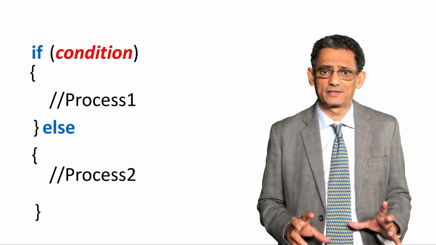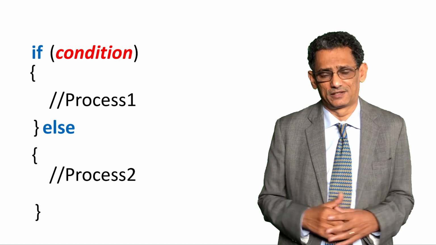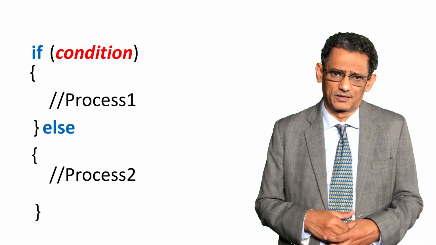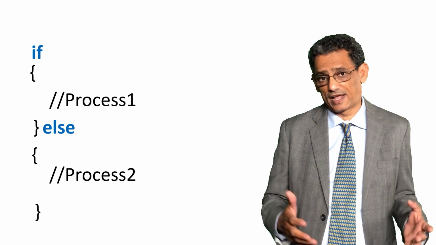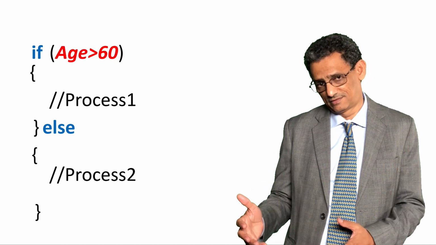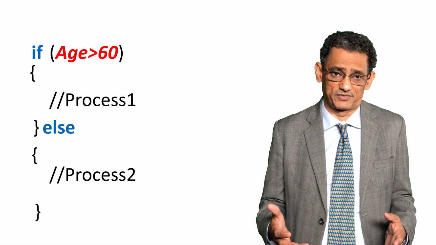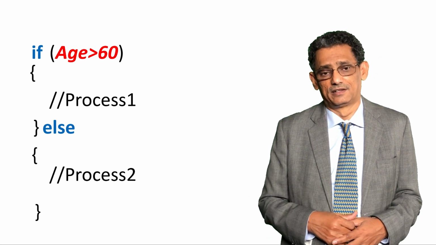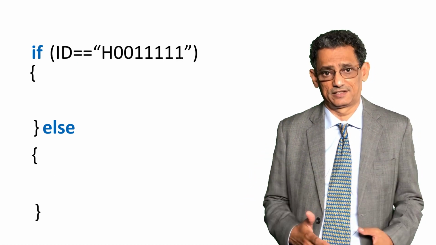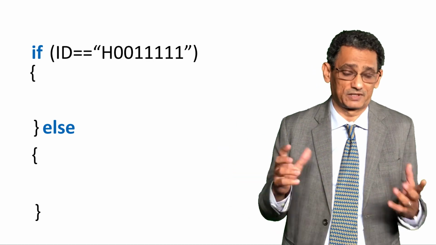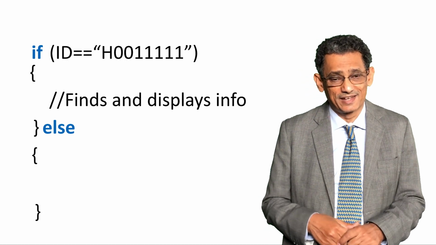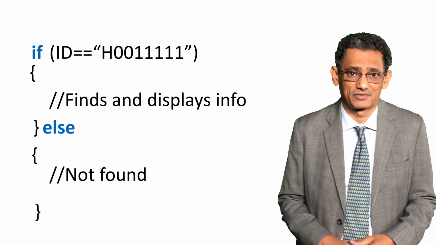So when the condition is met, we call it true. True, met. Not met is false. So what are some of the conditions? A simple condition: if your age is above 60, then you get something. If it's not above 60, you get something else. Okay? If your ID is equal to this ID, H001111, whatever, then the system will go and find your information and display it on the screen. Otherwise, it will say, oh, this ID is wrong. I don't have the ID.